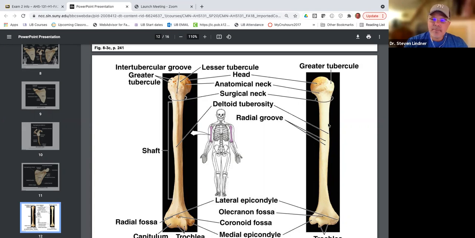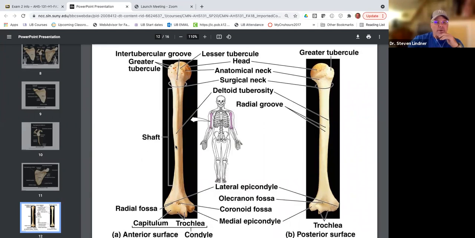Around probably the proximal 1/3, right? When you go down about 1/3 of the way, there's a bump here called the deltoid tuberosity. What attaches to the deltoid tuberosity? It's the insertion site for a muscle called the deltoid. That's where the deltoid inserts.